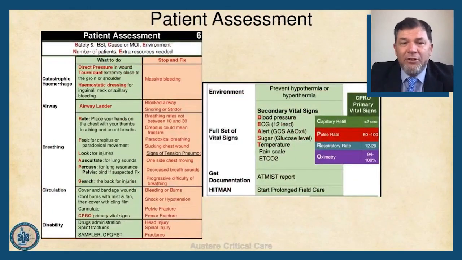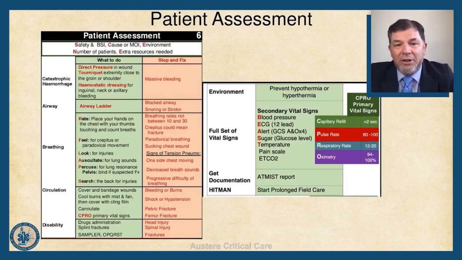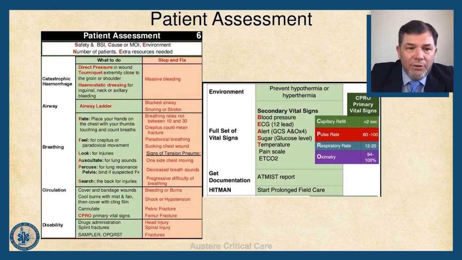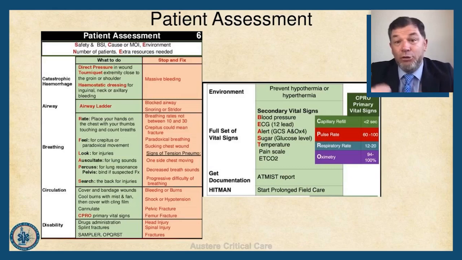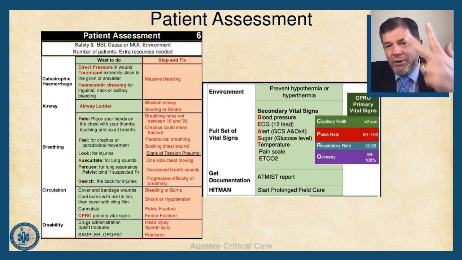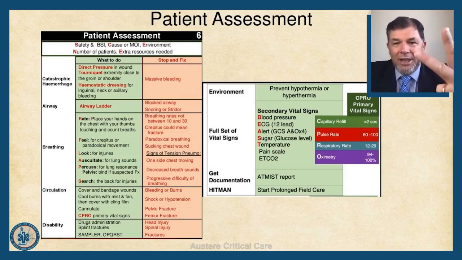We talked about your patient assessment, your CABCs. Know the basics, and be really good at your CABC. We go all the way to H. So catastrophic hemorrhage, airway, breathing, circulation, disability and drugs, your environment and exposure. F is full set of vitals. G is get documentation, and H is Hitman.